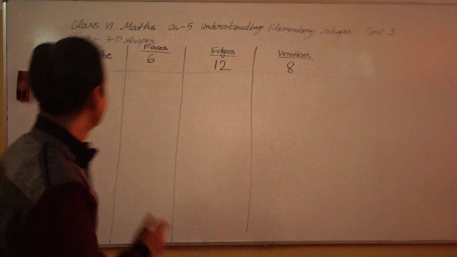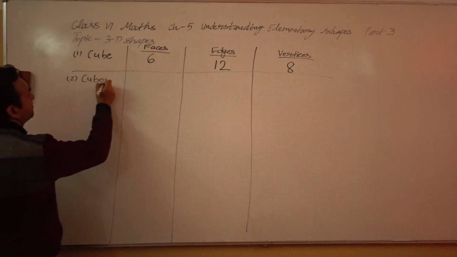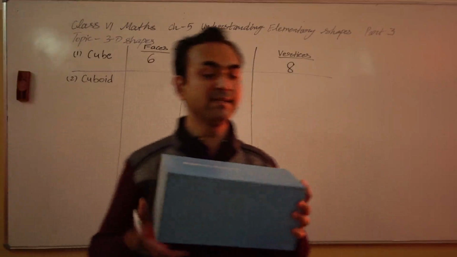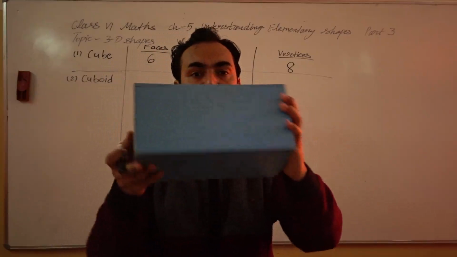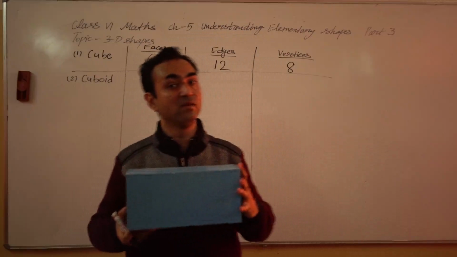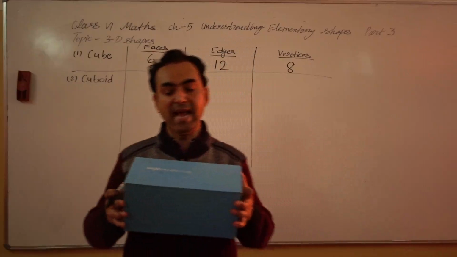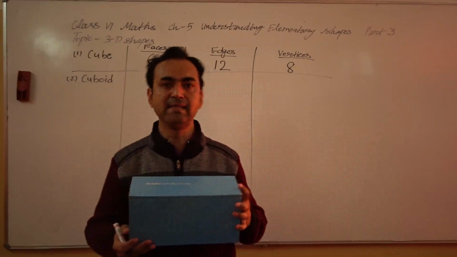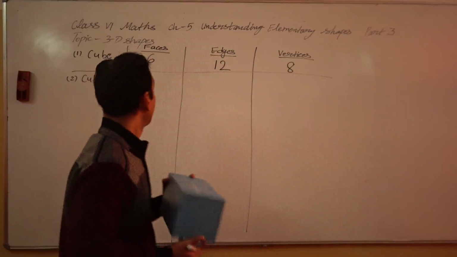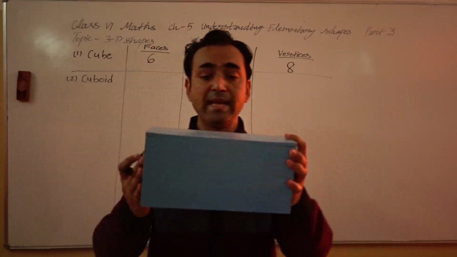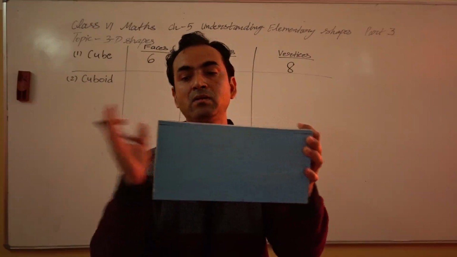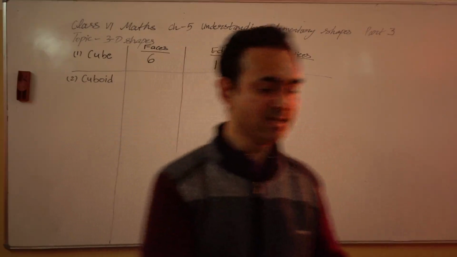Now let's do another shape, whose name is cuboid. This is a cuboid. How can we understand the cuboid? The base is a rectangle and the top is a rectangle. So a cuboid is a shape whose base and top are rectangles, and the other faces may be rectangles or squares, it depends on the face. Now we will count the number of faces in the cuboid. Top, bottom, 2, front, 3, 4, backward, and side faces 5, 6. So the total number of faces is 6.